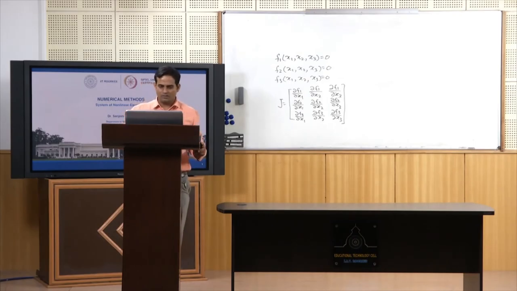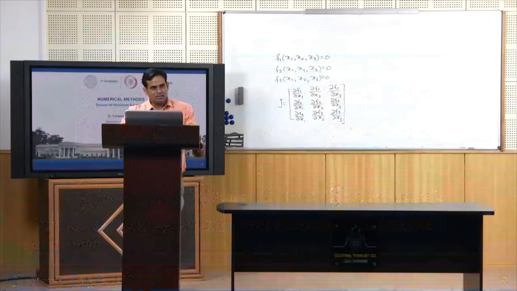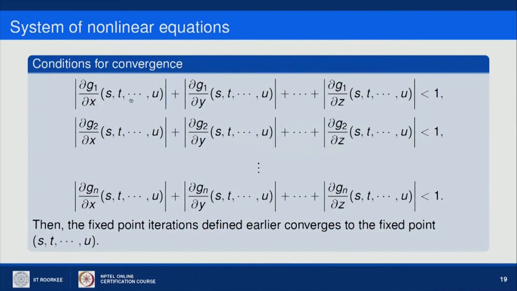fixed point s, t, u, and the partial derivative of g1 with respect to the first unknown variable at the fixed point, plus the partial derivative of g1 with respect to the second unknown variable, and so on up to the nth unknown variable, has an absolute sum less than 1, and similarly for g2 and so on up to gn, then the fixed point iteration defined earlier converges to the fixed point s, t, u.